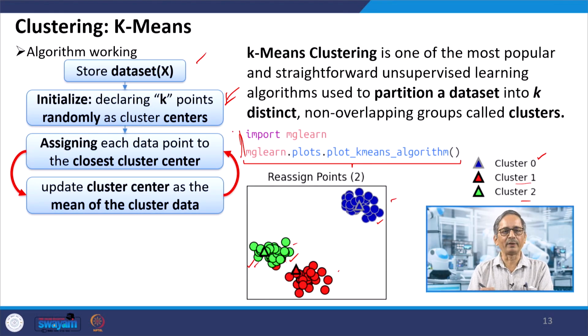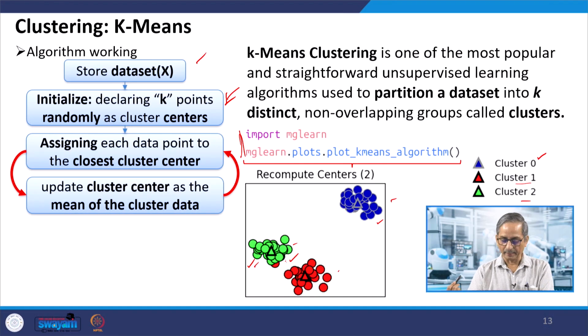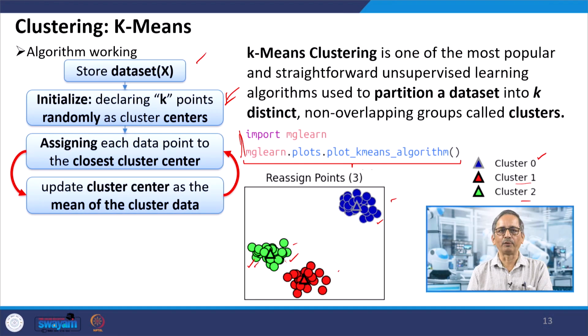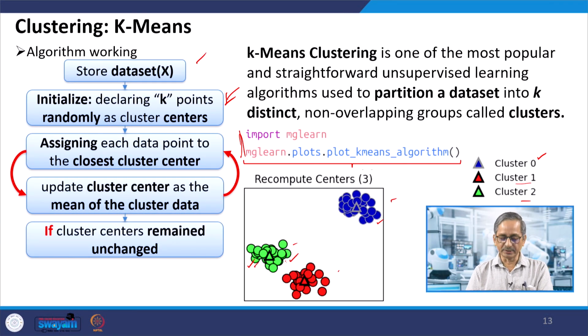And then after we have identified that, again we assign each data point to the closest cluster center. So that reassignment we do, and after that again we update the cluster center as the mean of the clustered data. This process we keep on doing. If the cluster center remains unchanged, then we stop.